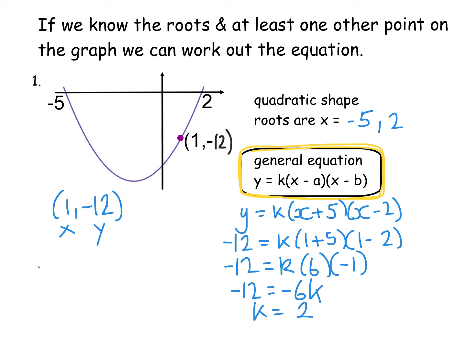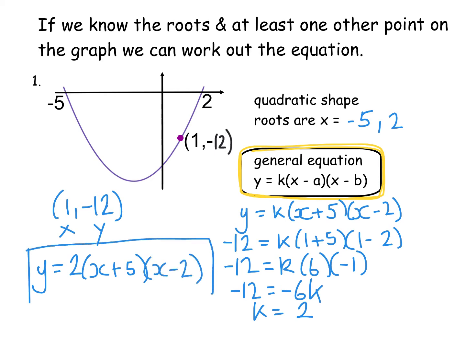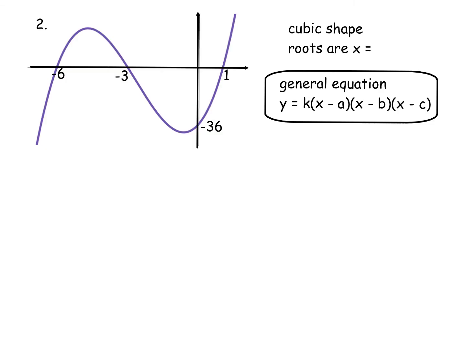So to finish the question, the equation of this graph would be k is 2, and we said our brackets were that. So this is the final answer. This is a graph of 2(x + 5)(x - 2). Okay, so what we have now is a graph of a cubic, and it's got 3 roots. So that's why we have x to the power 3. We have x cubed at the start, so it's called a cubic shape. And we've got roots at -6, -3 and 1.